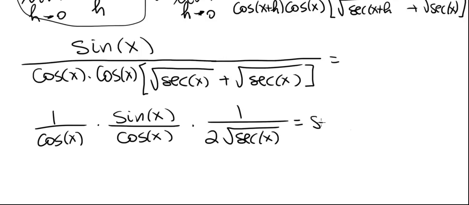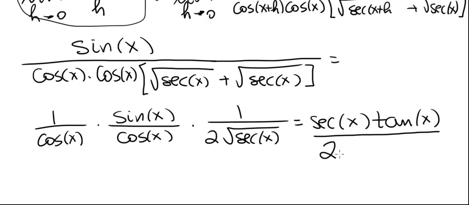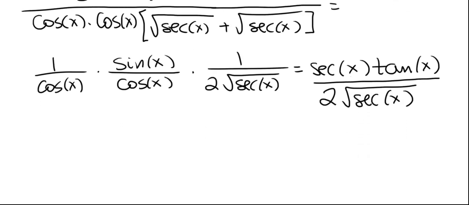1 over cosine is secant of x. Sine over cosine is tangent of x. And then in the denominator we have 2 times the square root of secant of x. And that's the final answer to the question of finding the derivative of the square root of secant x by definition.